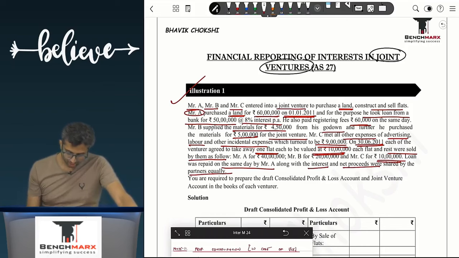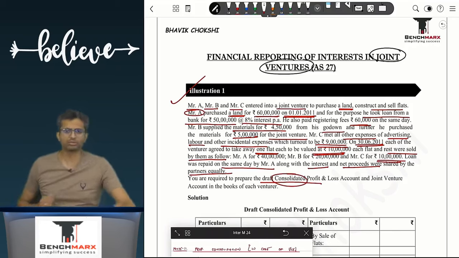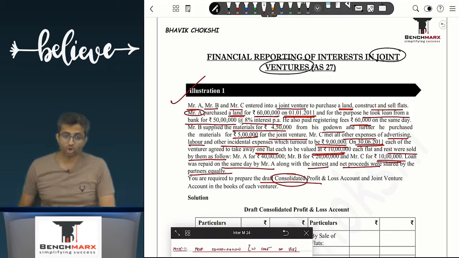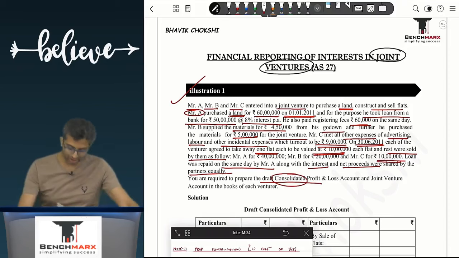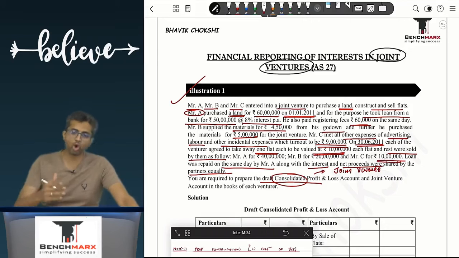You are required to prepare the draft consolidated P&L, which means the joint venture P&L. Consolidated means not just A's P&L, not just B's P&L, but the joint venture P&L. So over here, this is the joint venture. How will you do that? Like you do in foundation, you will put all the expenses on one side, and against that you will put all the incomes. If there is any profit, that profit will be shared equally.